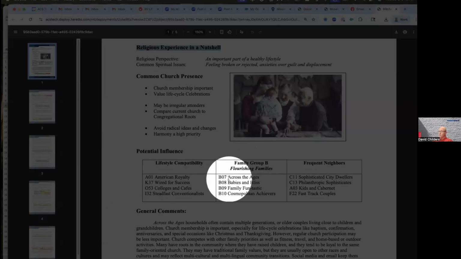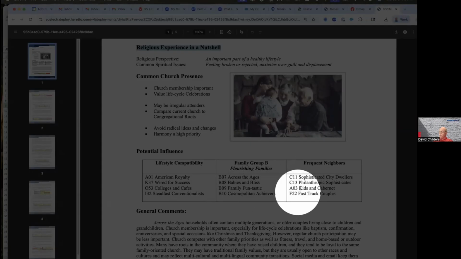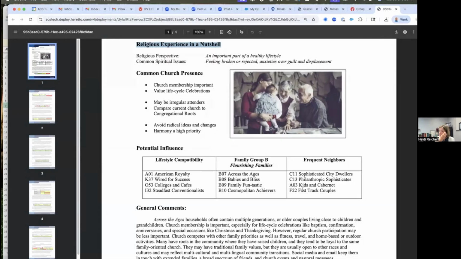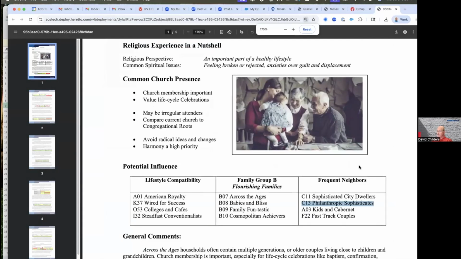What about family groups? I can see that B7, 8, 9, and 10 are going to be similar kinds of families, and frequent neighbors might include C's and A's and F's. I don't remember what I just gave you as the other ones to write down, but what were they? The other two. C13, I'm sorry, and H26. So guess what? There they are. They live in the same neighborhood. C13 lives in that same neighborhood with the BO7s. I've taken that as far as I can at this point. So I hope that's sufficient that you can see that.